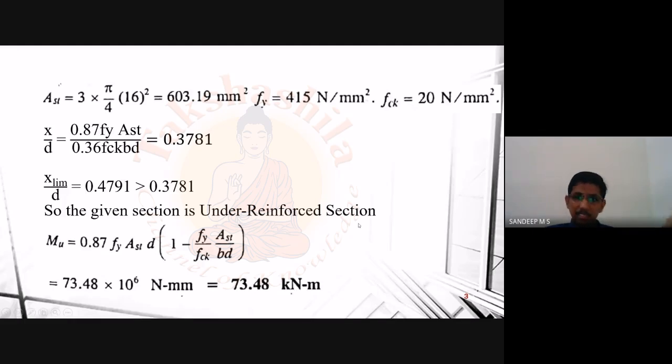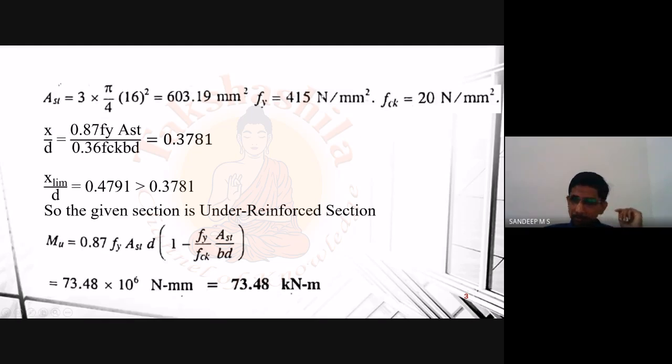This thing we have already seen while defining under reinforced section. For under reinforced section, the actual neutral axis depth will be less in comparison to that of a critical section. So once we finalize this is an under reinforced section, in order to calculate the moment of resistance, we have the equation: moment of resistance is equal to 0.87 Fy AST into D into 1 minus Fy AST by FCK into BD. You just substitute these values, all the values are known to you, and you can see that the final value obtained in this problem will be 73.48 kilonewton meters.